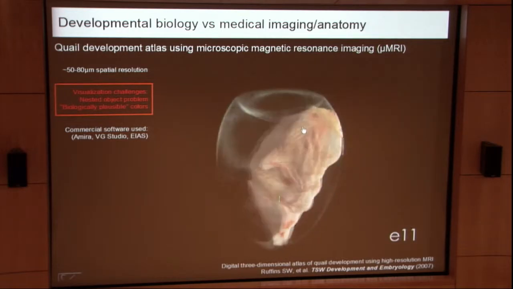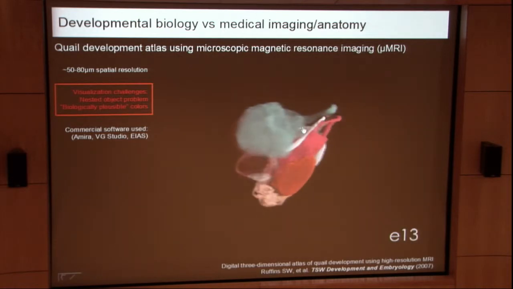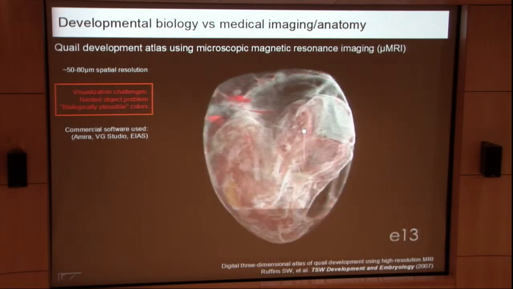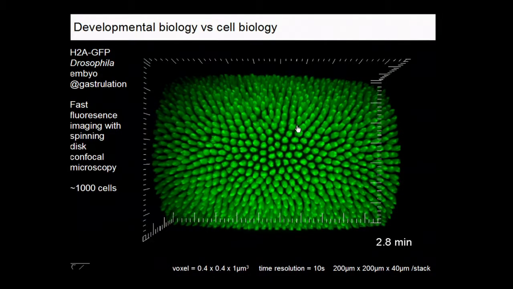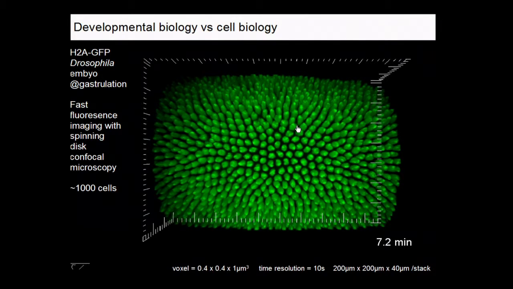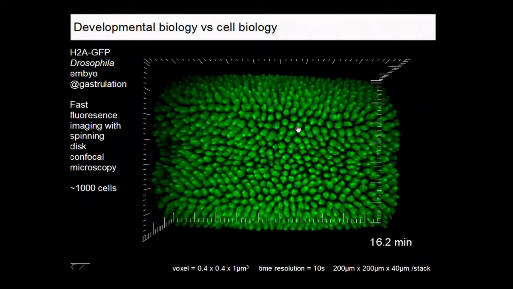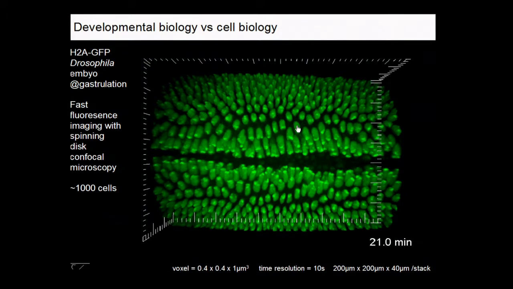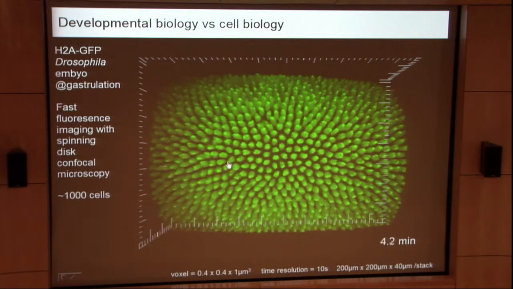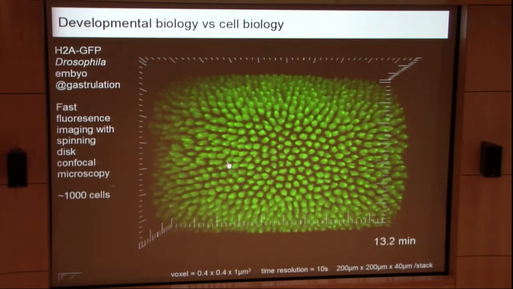This embryo is quite big. It's a few centimeters large. If we go to smaller embryos, smaller species, we can use other imaging techniques, such as microscopy, and then we are closer to cell biology. Here, this is imaging of a fly embryo, part of the embryo during gastrulation, with fluorescent imaging of the nuclei, and this is really close to the presentation we had yesterday about cell biology. We use the same techniques as in cell biology, such as fast spinning disc confocal microscopy here to image this. This is a 3D stack.